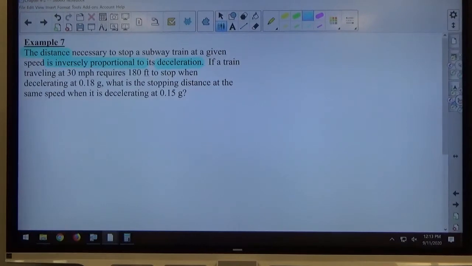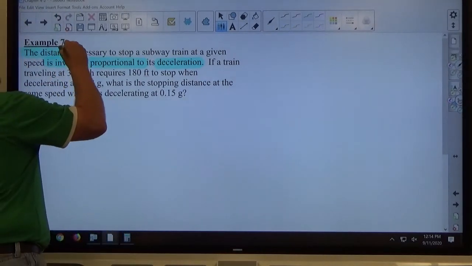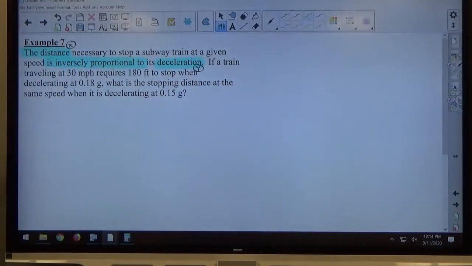And since they both start with letter D, let's go with X for distance. Let's go with Y for deceleration. I usually like to pick letters that are meaningful, but if they're going to be starting with the same letter, you know, maybe I pick some different letters. So distance is going to be X, deceleration is going to be Y.